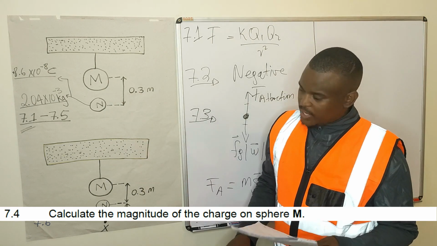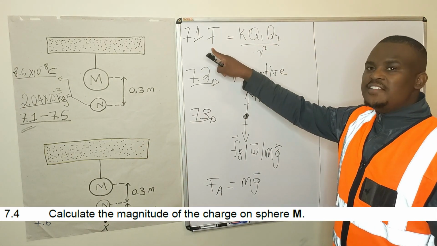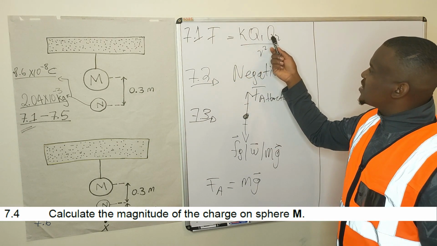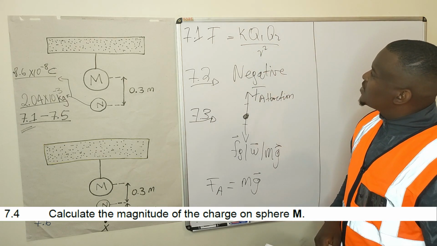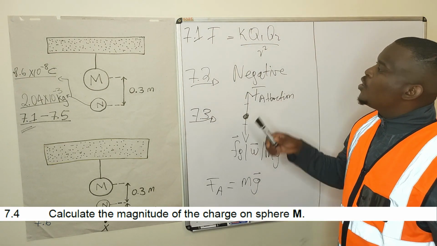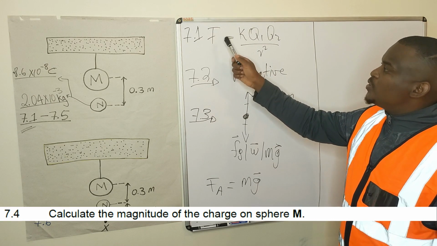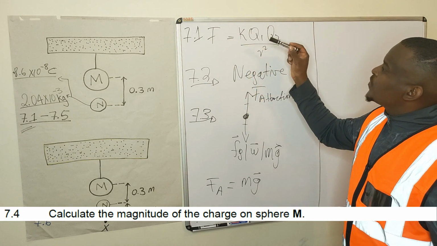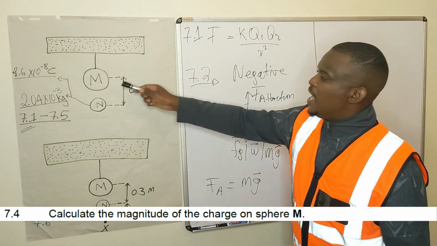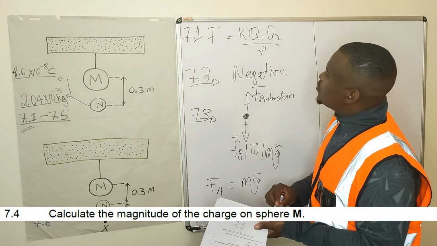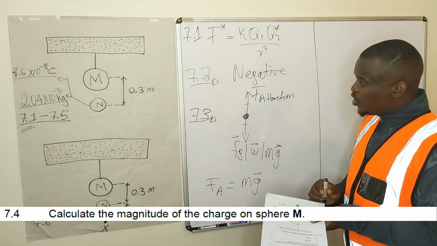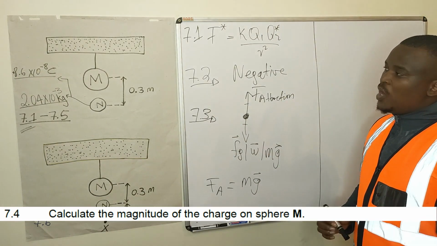Okay. So we know that this formula gives us the force. This is charge 1, this is charge 2, and the distance between them. So if you look at it, we don't have the electrostatic force between them. We're not given the electrostatic force between the two charges. We have the constant. We have charge number 1, which is this one here. Charge number 2 is what we don't have, which is M. We have the distance between them. So the only two missing things are this one and one of the charges. We have everything else. So what do we do?